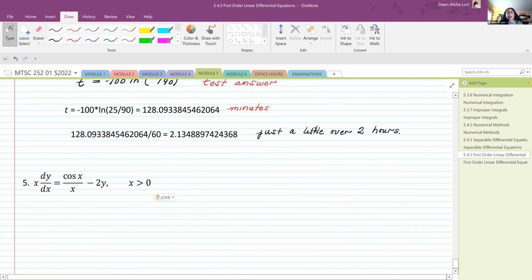Would you divide by x first? Okay, so I'm going to get dy/dx equal to the cosine of x over x squared minus 2 over x times y. X is greater than 0, so I'm okay with that. What comes next?